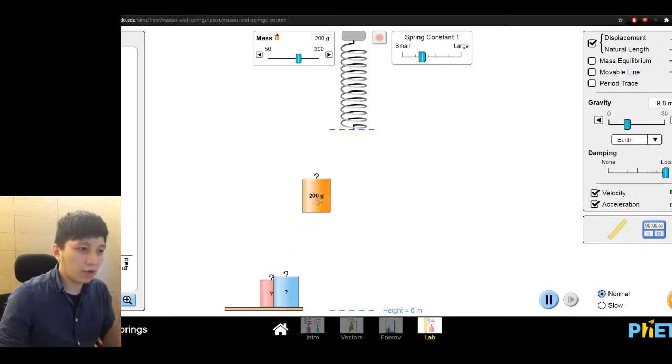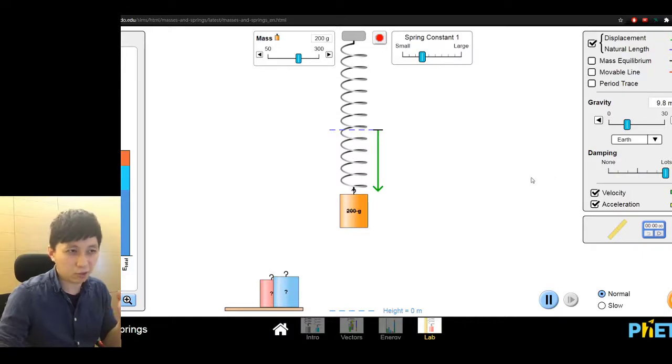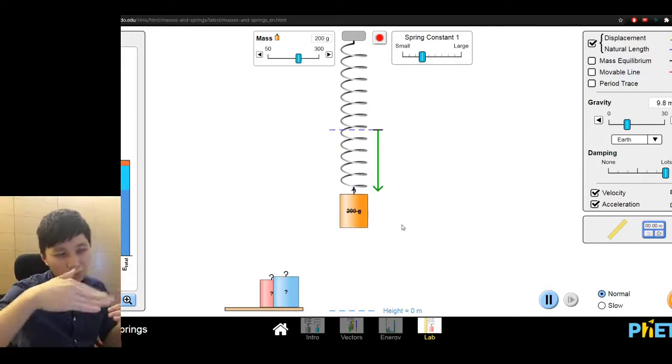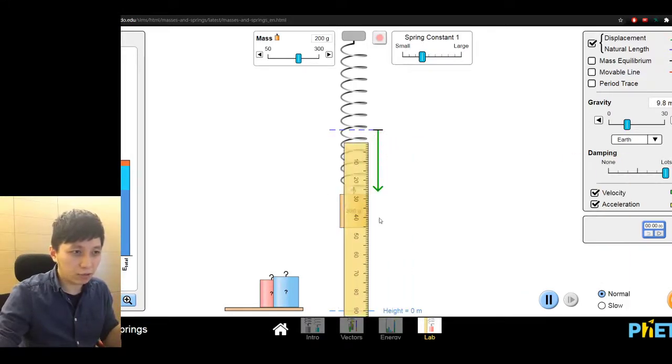So here I have got a mass. I can hook this up to the spring, and then I have set something called damping, which actually means friction, so eventually it will stop. Even if I try to swing it, eventually it will stop at a certain position. That is the one that you want to find, and this is the original length, this is the extension if you try to use a ruler to measure.